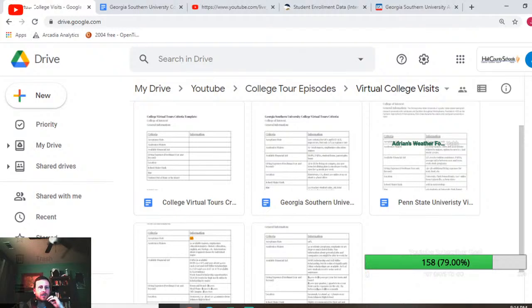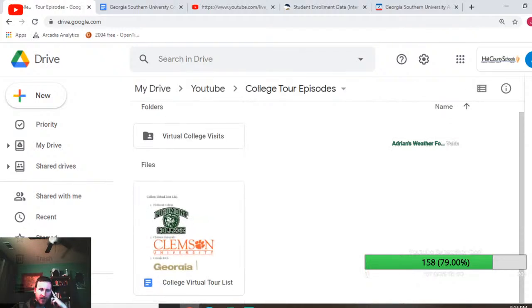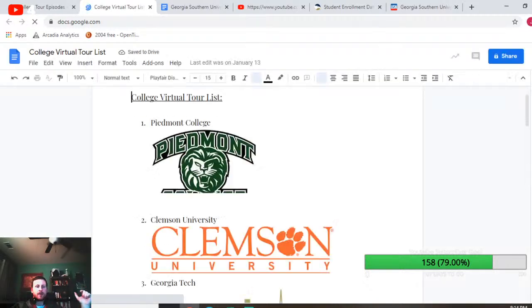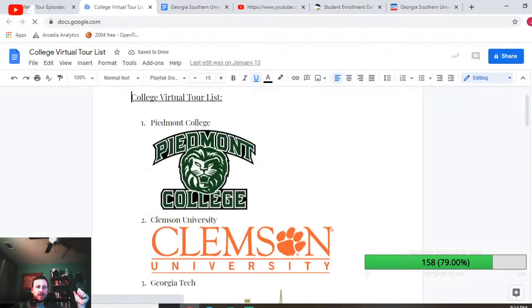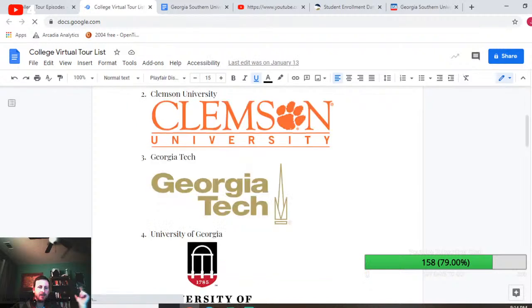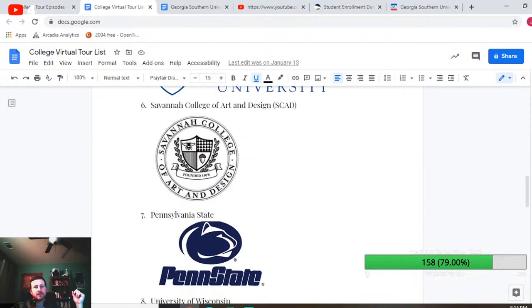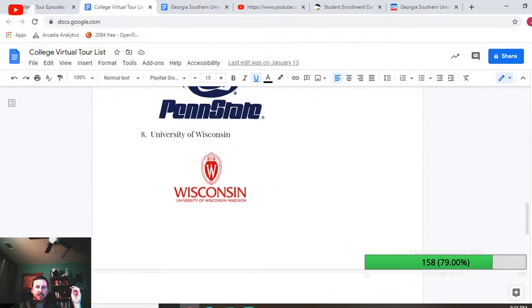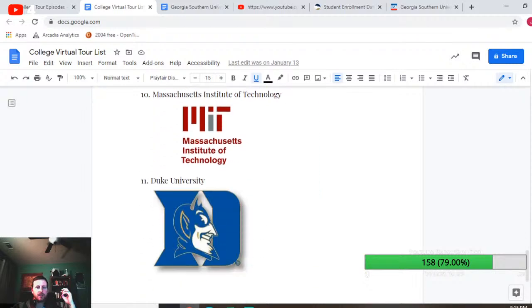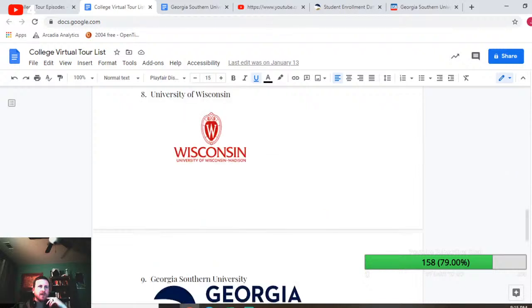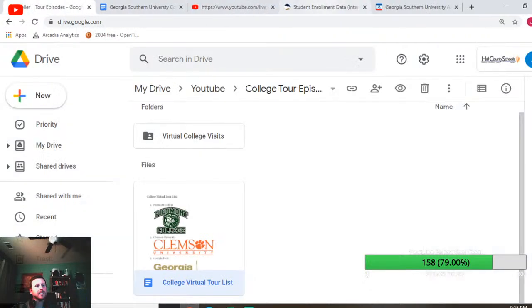So in total, these are the ones that are on the list right here. We got through Piedmont. We still got Clemson that's on the list, Georgia Tech, UGA, of course. Emory, we did Penn State. We can do Wisconsin. Did Georgia Southern. We'll do MIT, Duke. I want to add Georgia State on here as well. I feel like that will be a good one to do too. But that's what we'll do in the next couple of weeks.